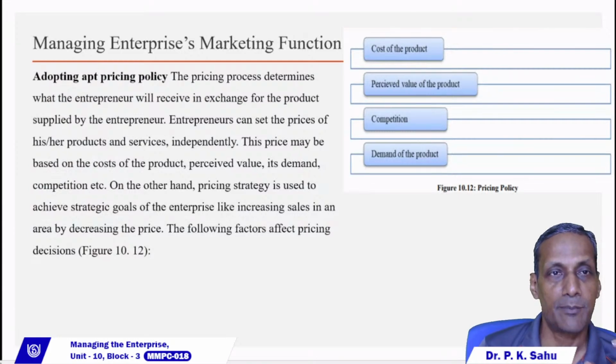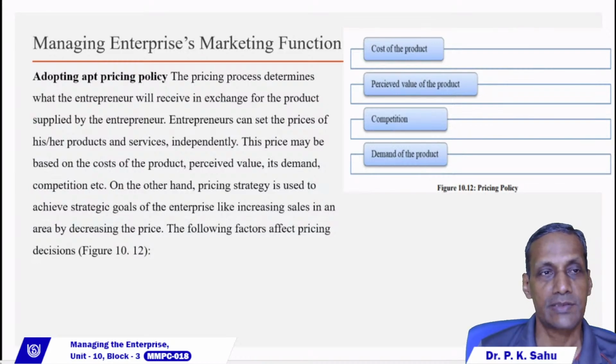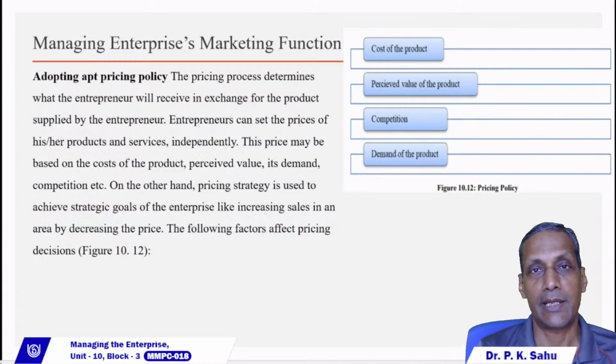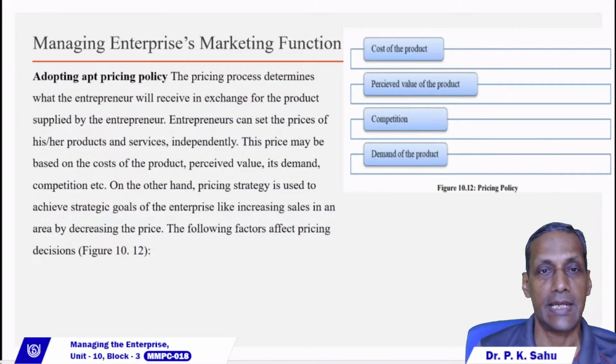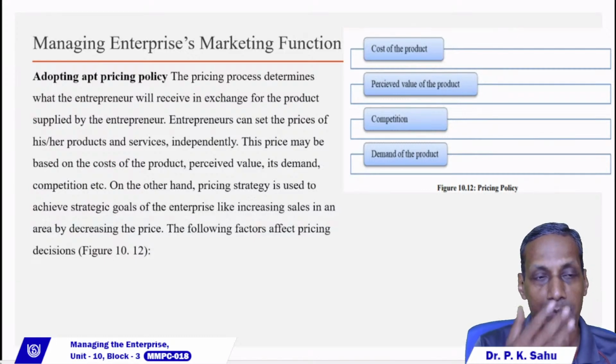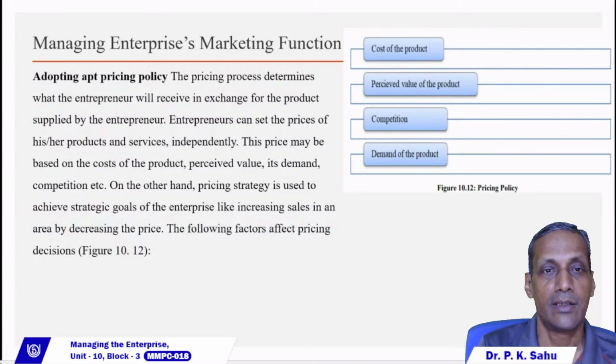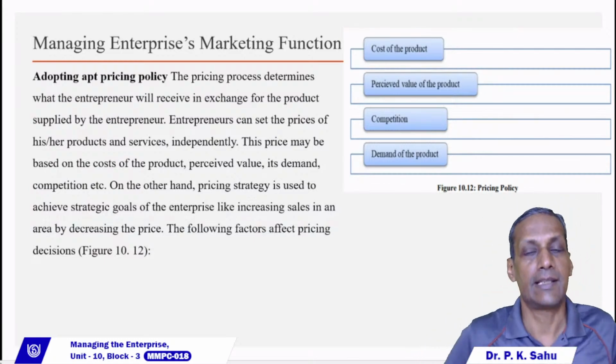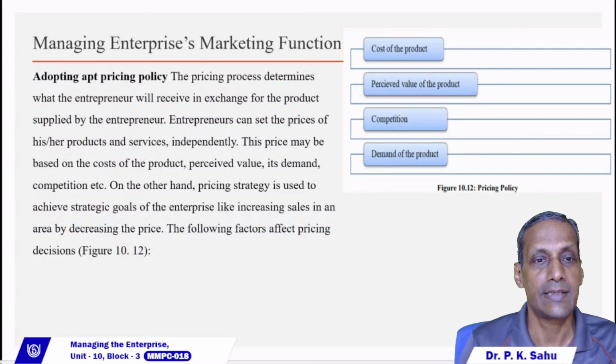Adopting an apt pricing policy is important for managing the enterprise's marketing function. The pricing process determines what the entrepreneur will receive in exchange for the product supplied by the entrepreneur. Entrepreneurs can set the prices of their products and services independently. This price may be based on the cost of product, perceived value, its demand, competition, etc. On the other hand, pricing strategy is used to achieve strategic goals of the enterprise, like increasing sales in an area by decreasing the price.